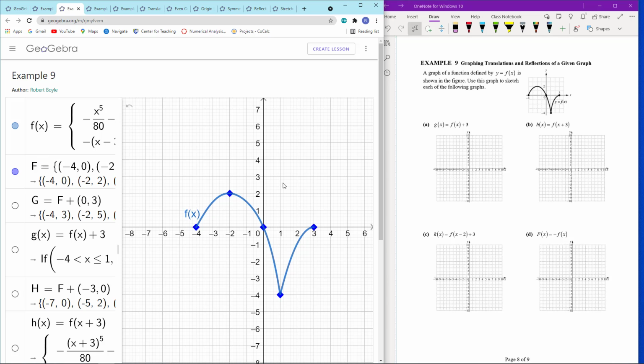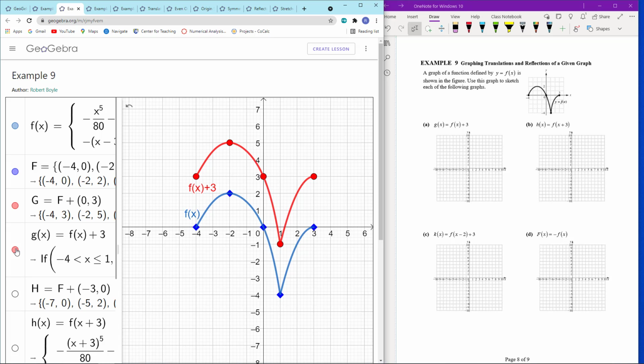So here is our basic graph, and our first problem is to shift this upward by 3. f of x plus 3 is an upward shift. So here I have shifted every single point up by 3. This is up by 3, and so forth. And now I'm going to connect the dots, and that is what the new graph will look like.